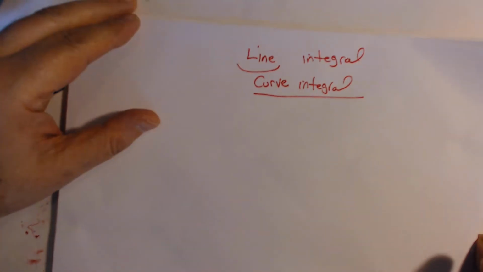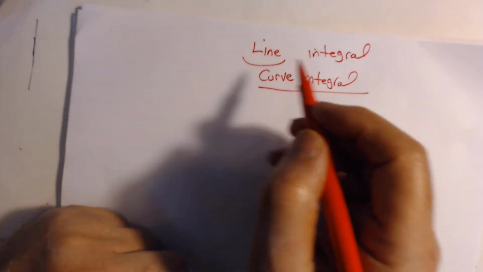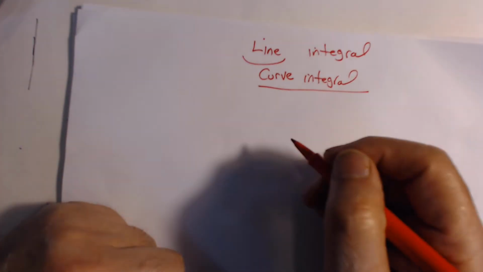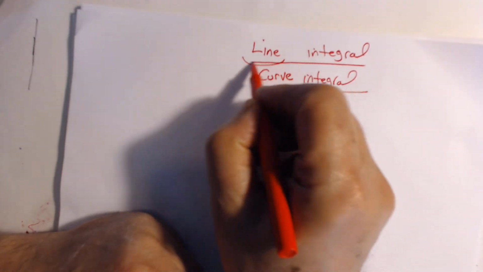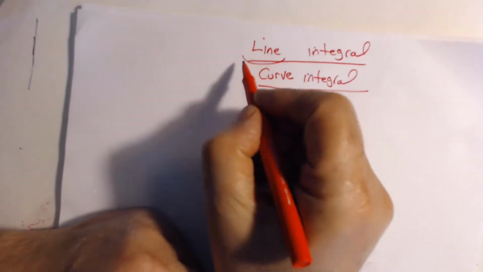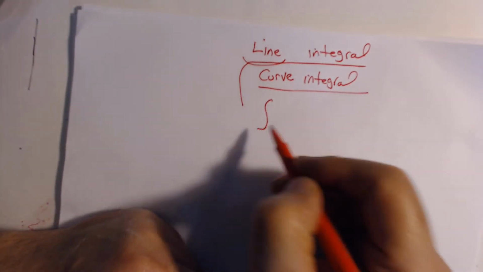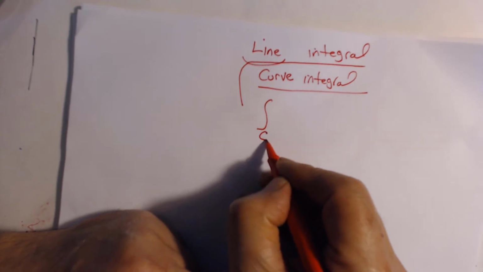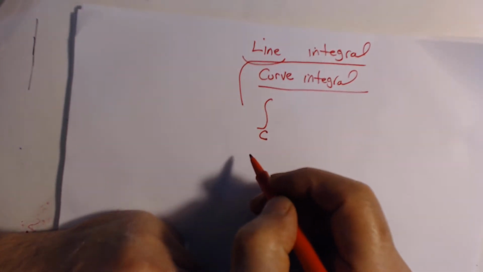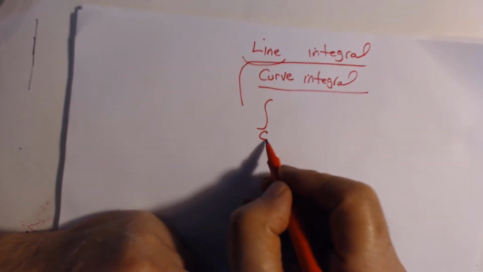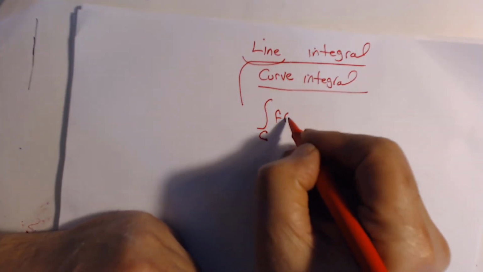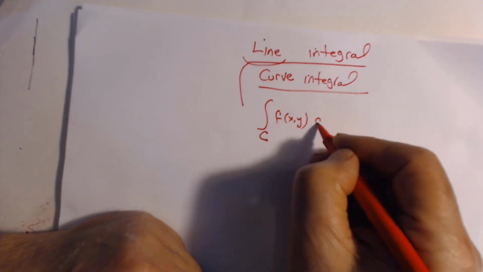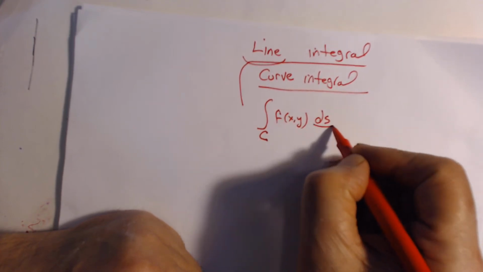In this short video, we will talk about a new type of integrals that in many textbooks they call line integrals. But when they write it with a subscript of C, it means curve integrals. And this one is nothing except integrating over a smooth path.